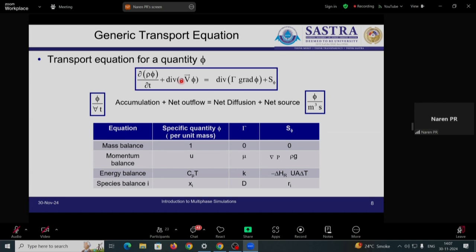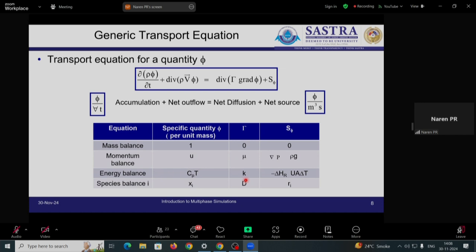I mean, the mathematical model based on which CFD predicts the fluid flow is represented here as one equation. In this, if you change this phi to any of these, you will get the respective equation. If you make this phi as 1, you will get the continuity equation. If you make it velocity, which can be u, v, or w in the respective direction, then you will get the momentum balance. And similarly for the energy balance and the species balance.